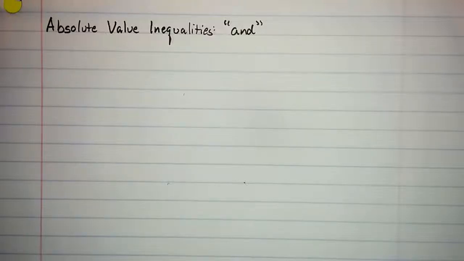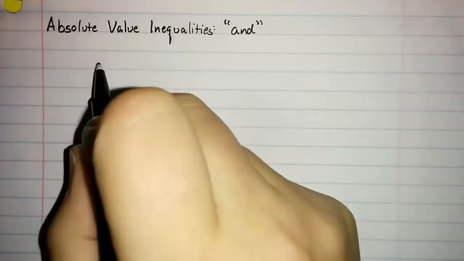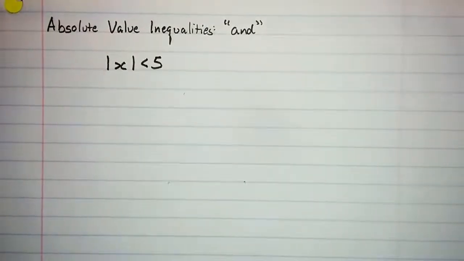So now we know how to solve equations that involve absolute values. What about inequalities? Let's start with a simple one. Let's suppose we have the inequality, the absolute value of x is less than 5. And let's take a moment and think about what absolute values mean on the number line.